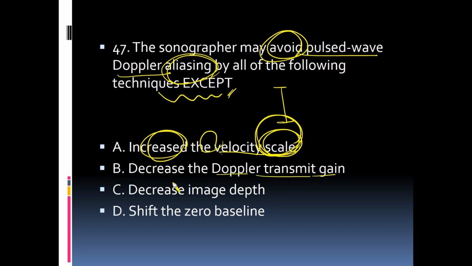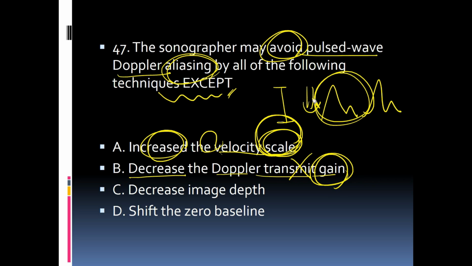Option B is decreasing the Doppler transmit gain. This technique is not directly related to reducing aliasing. Adjusting the Doppler gain is only used to control the brightness, such as making the image appear brighter or darker. It is not directly related to obtaining higher or lower signal itself. You can just think of it as a concept related only to how bright or dark the image appears. So the incorrect answer is option B.